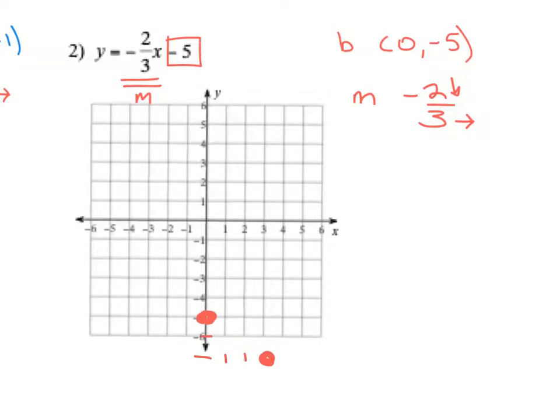So what I'm going to do to continue my line is go in the opposite direction from 0, -5. So opposite of down is up, opposite of right is left. So I'm going to go up 2, left 3 to keep my line going in the same direction with a negative slope. Up 2, left 3. Okay, so that is my line.